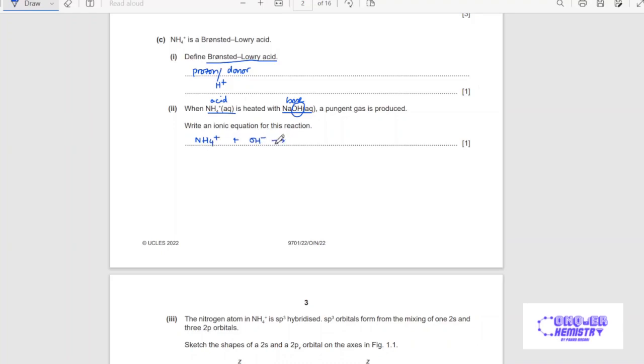When these two react, the NH4+ will give up its proton. And so when it loses an H+, you're left with NH3. And that is your pungent gas that is produced, that's ammonia. And when the OH- gains an H+, it will form simple water. So that is the ionic equation for this particular acid-base reaction.